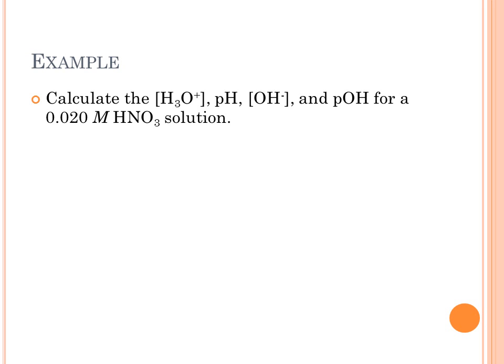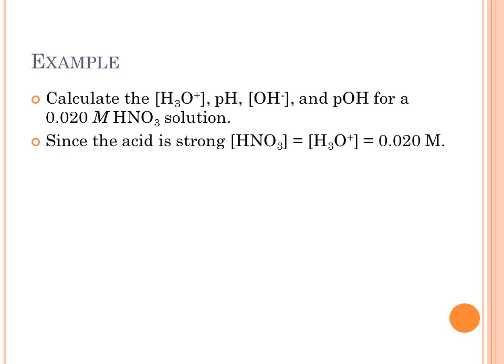So let's work some of those calculations involving pH and concentration of ions. We'll do that for a 0.2 molar nitric acid solution. Since the acid's strong, the concentration of the nitric acid initial is equal to the hydronium ion concentration, which is equal to 0.020 molar. So we can get that without calculation. We just need to calculate the other three. So the pH, since I have the hydronium ion concentration, is negative log of the hydronium concentration, or negative log of 0.020, which is 1.7.